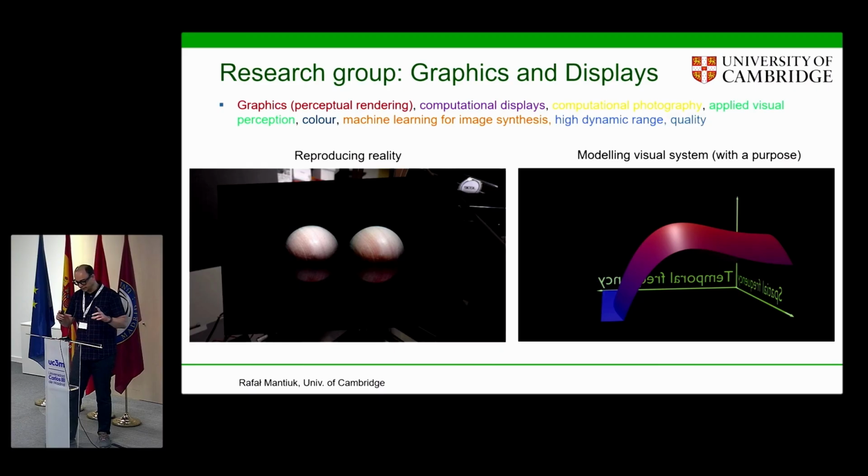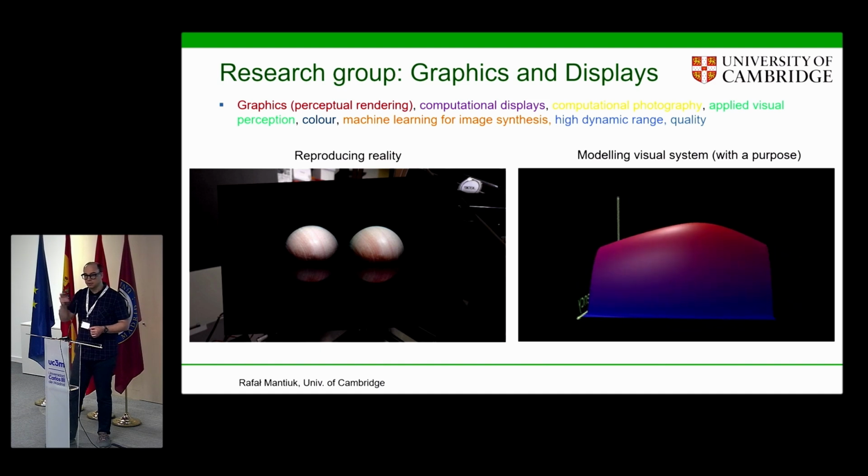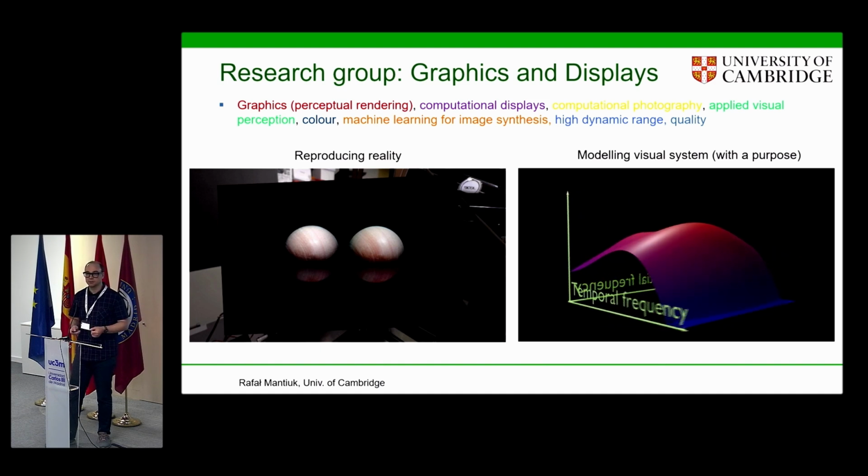So this is one of our research platforms that we use to study things that could be coming in the future, to study future display technology. But in general, we are interested in modeling the visual system with a purpose. So modeling very basic psychophysical matters regarding the visual system. And I will talk more about the second topic, about modeling visual perception.